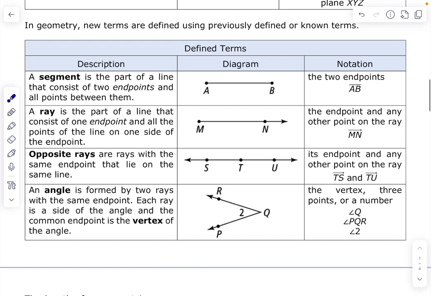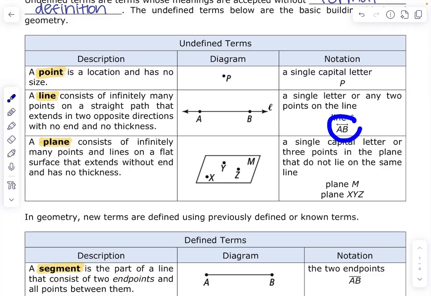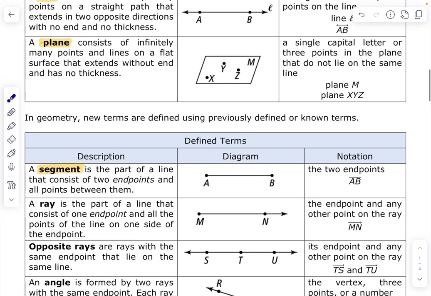Alrighty, in geometry, new terms are defined using previously defined or known terms. So we have some more definitions here. Let's start with a segment is the part of a line that consists of 2 endpoints and all points between them. So when we are naming a segment, we're going to use both of the endpoints specifically. And just like how when we were naming a line, we gave it this little hat, a segment also needs a little hat, except the difference is that there's not going to be any arrows. And this just denotes that those are endpoints instead of just points on the line.